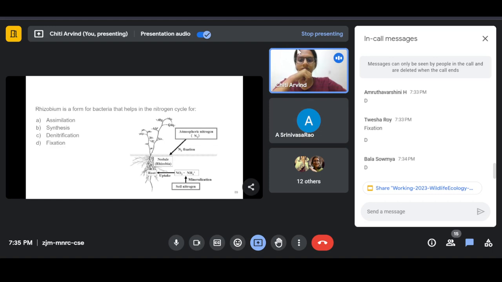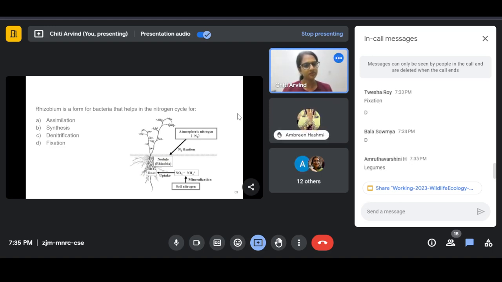Here is a little bit of a diagrammatic representation of what Srinivasa just explained. You have atmospheric nitrogen in the form of free nitrogen. It is fixed in the root nodules containing nitrogen fixing bacteria in plants. Could you give me the names of some plants that have nitrogen fixing bacteria in their root nodules? What's the most popular example? Leguminous plants. Yes, that's correct. Leguminous plants indeed. Why are leguminous plants important to us?